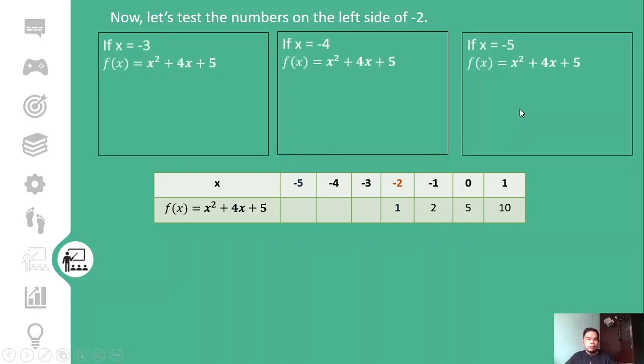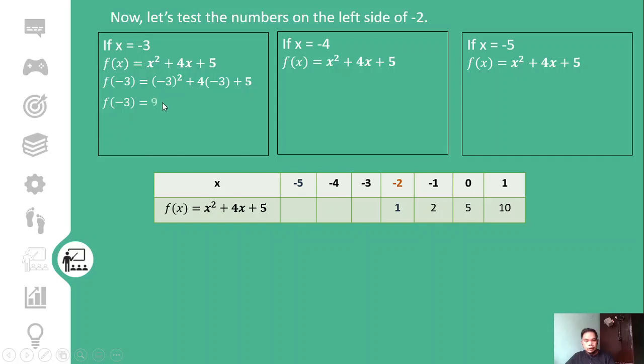Let's solve the numbers on the left side of negative 2. So what are those numbers? We have negative 3, negative 4, and negative 5. So same process. Yung x, papalitan lang natin ng negative 3. So we have negative 3 here raised to 2 plus 4 times negative 3 plus 5.